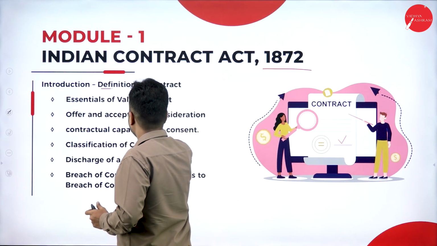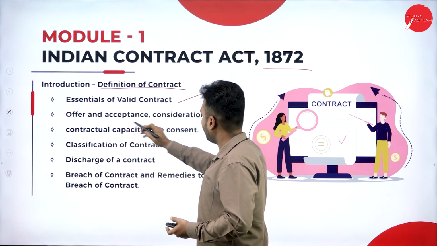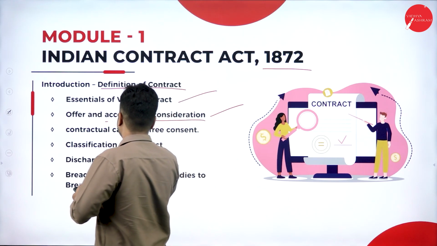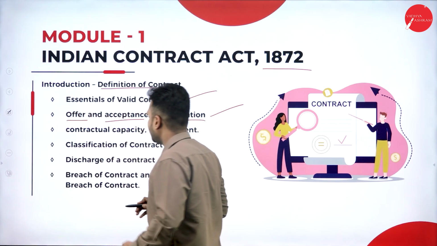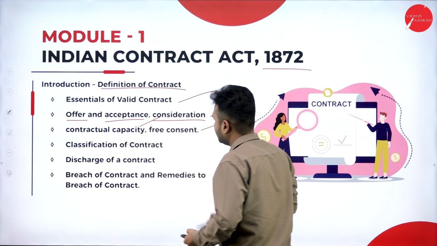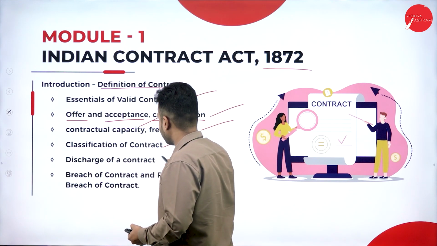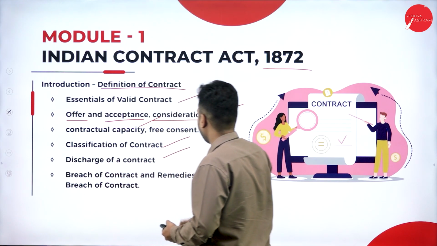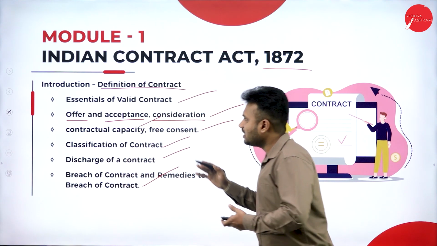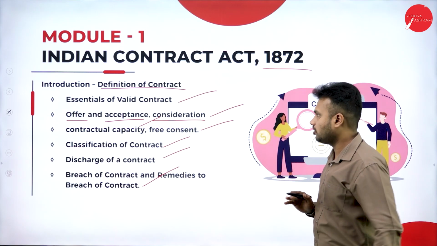Introduction, definition of contract, essentials of valid contract, offer and acceptance, and consideration. These are the 3 important terms in this unit. Contractual capacity, free consent, classification of contract, discharge of contract, breach of contract, and remedies to breach of contract. These are the various topics that are included in the syllabus for module 1.